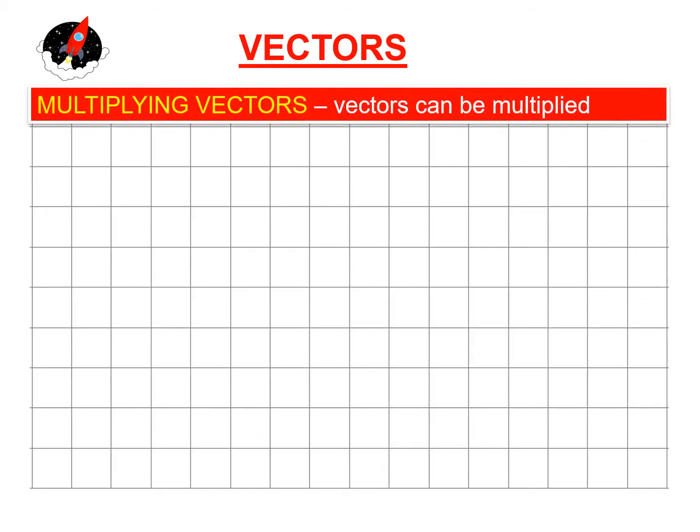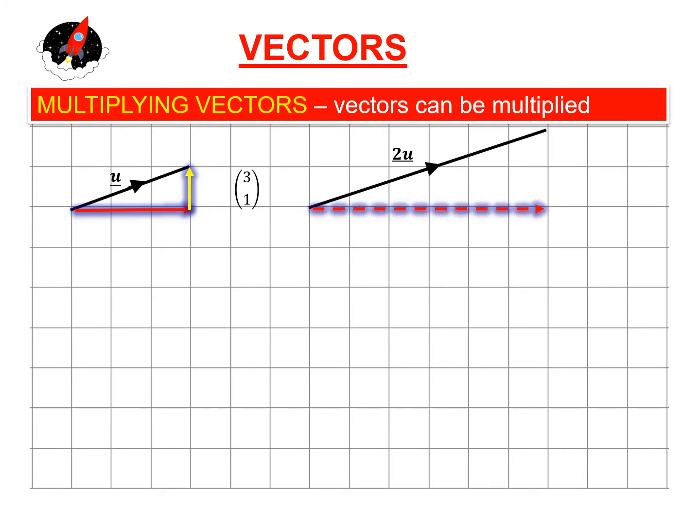We said that vectors can be multiplied, and it's just like multiplying any other number. So if I have a vector here, which would be the vector 3, 1, and that's vector u, if I wanted to get the vector 2u, I would just double the length of the vector if I'm drawing it. So that would be 6 along and 2 up. Again, as a column vector, I would just write it as 6, 2.